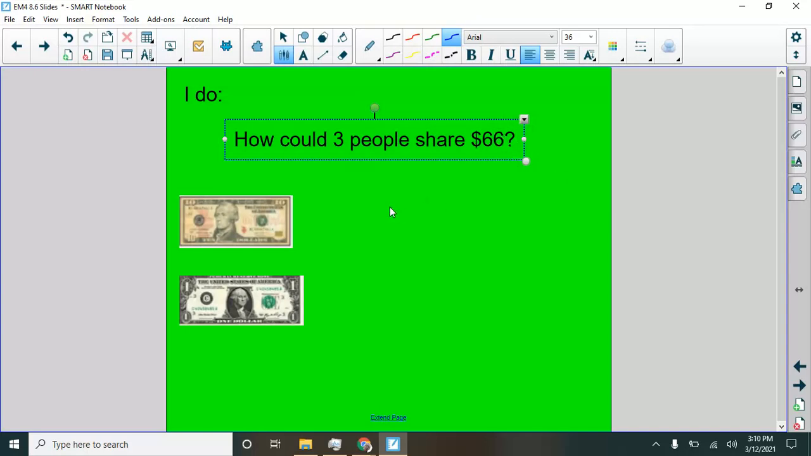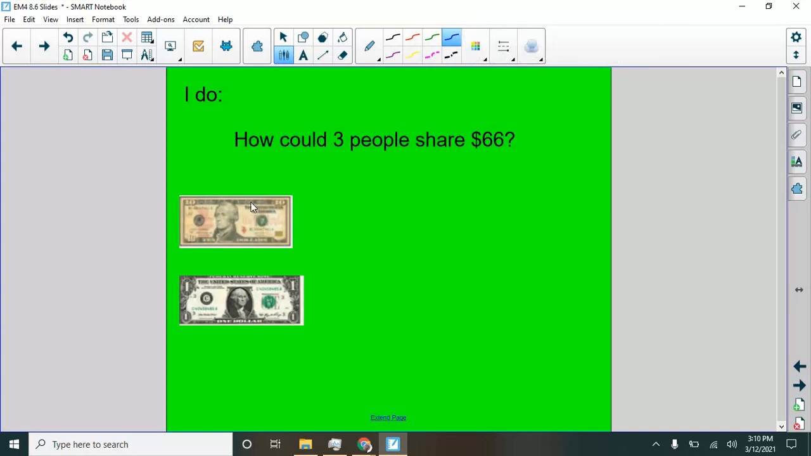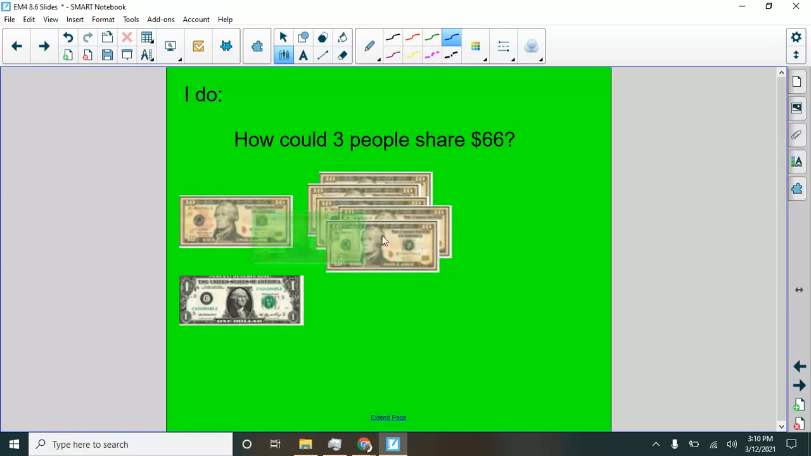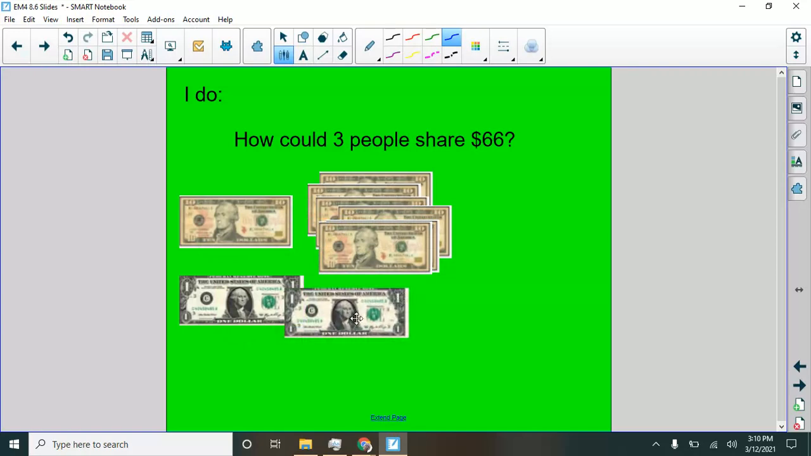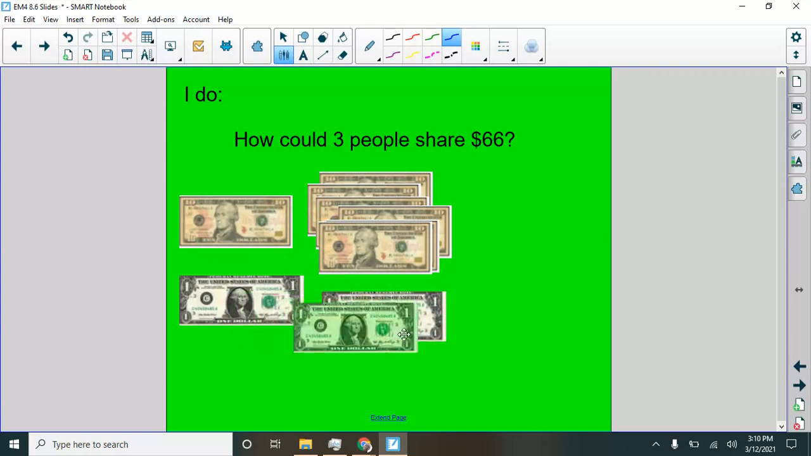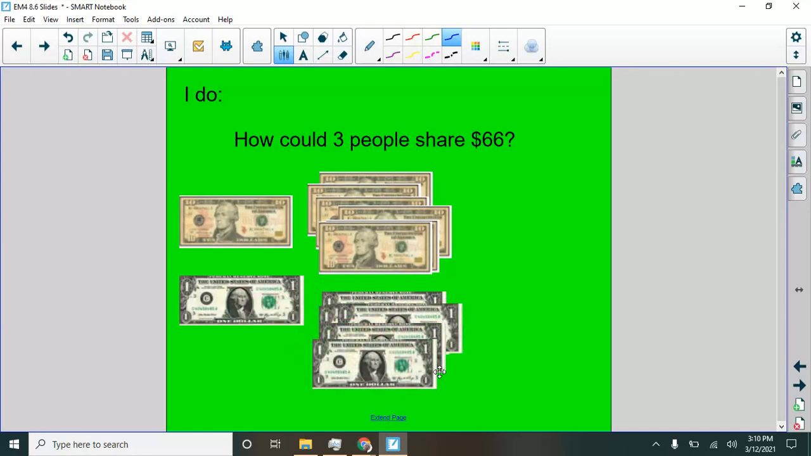How would 3 people share $66? All right, well, let's get $66 out here. 1, 2, 3, 4, 5, 6, and 6 of these too. 2, 3, 4, 5, 6. And what do I need to draw over here? My people.